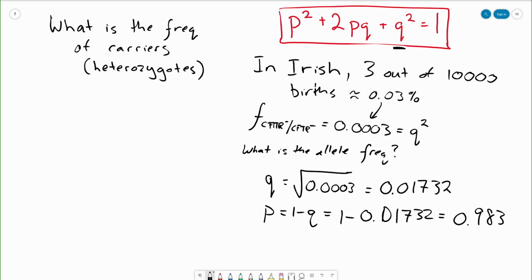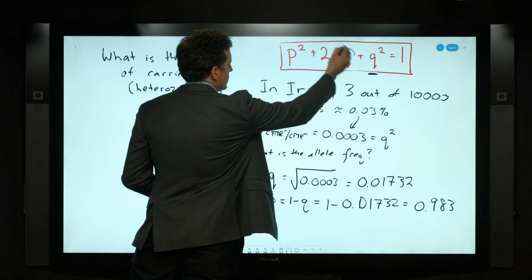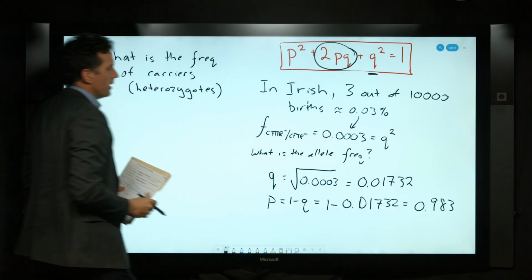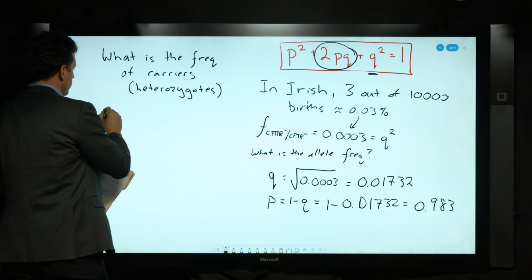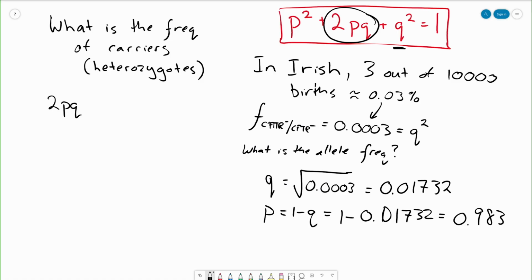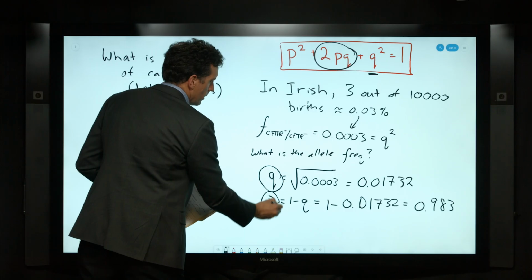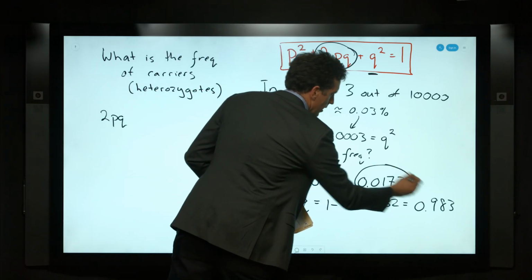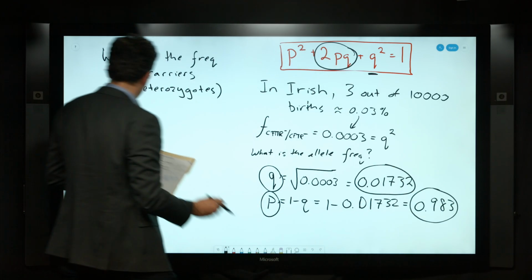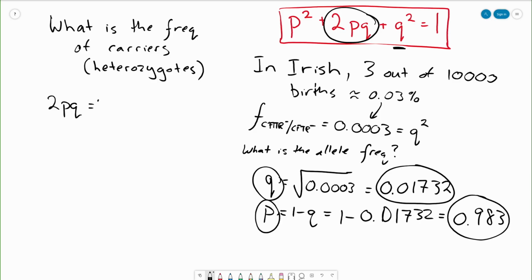And so, of course, looking over here at Hardy-Weinberg, we can see that to calculate the expected frequency of the heterozygotes, it's simply 2pq. We calculated q over here and p, and we have those allele frequencies over here. So let's do that simple calculation. 2 times 0.01732 multiplied by 0.983.